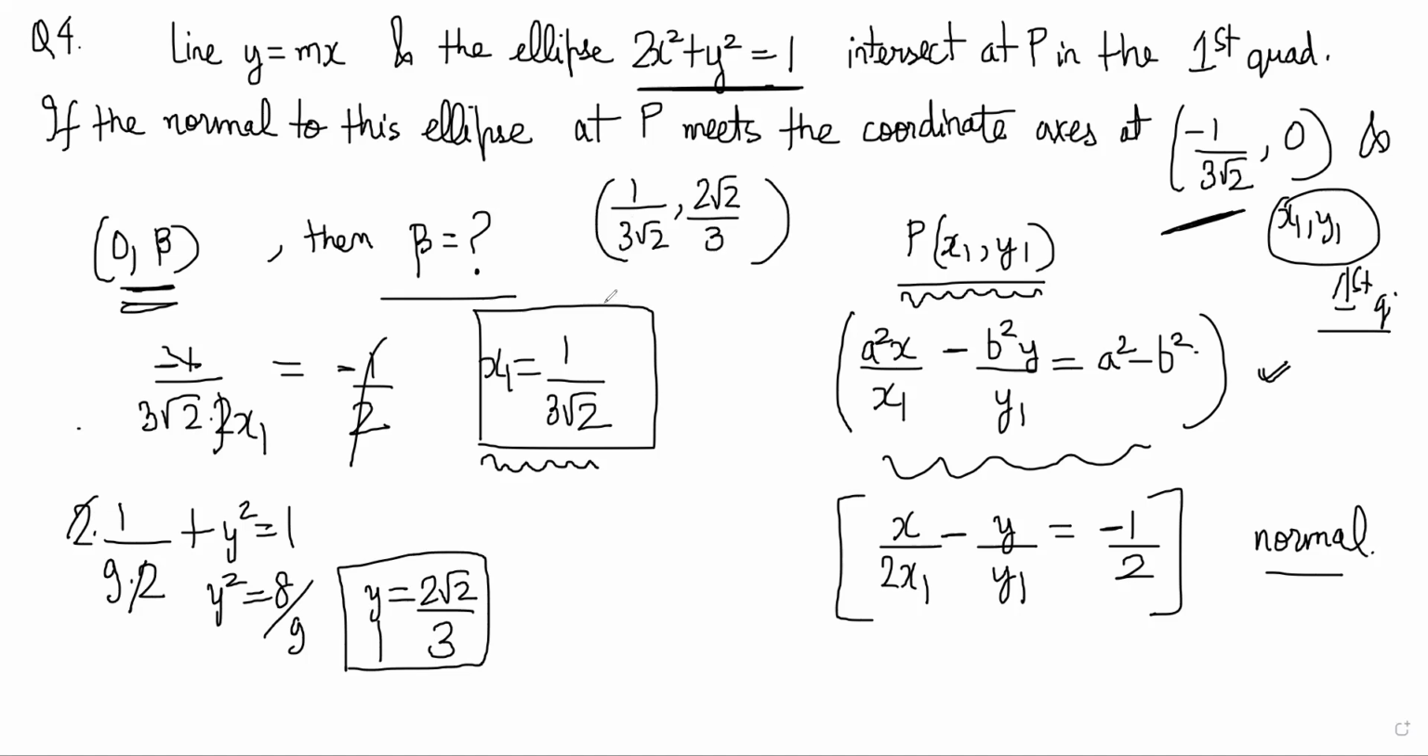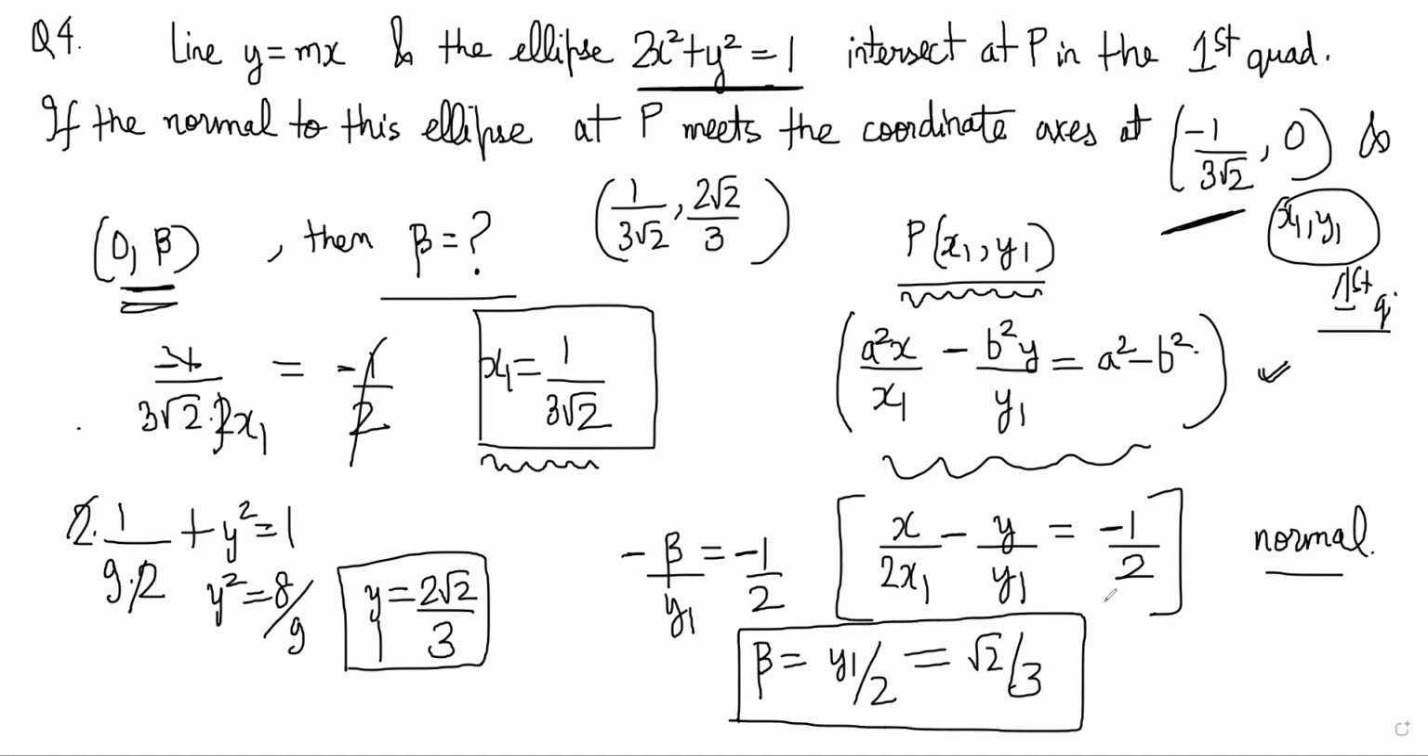And 0 comma beta also lies on it. So if you put 0, minus beta by y1 is equal to minus half. So beta is equal to y1 by 2, right? So beta is 2 root 2 by 3.